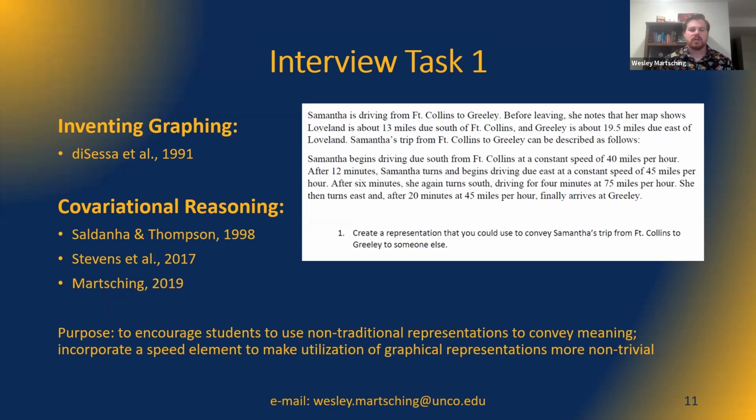This task was modeled after several tasks that have been looked at in covariational reasoning literature because it really often challenges students' notions of conventional representations, especially graphical ones. Their graphical representations often challenge what they think a function should look like graphically. And so this was really meant to facilitate the use of more idiosyncratic representations.